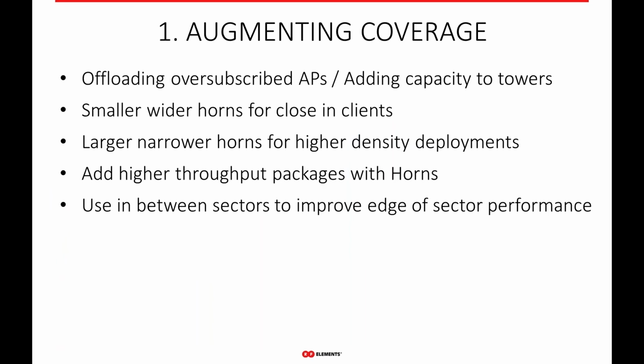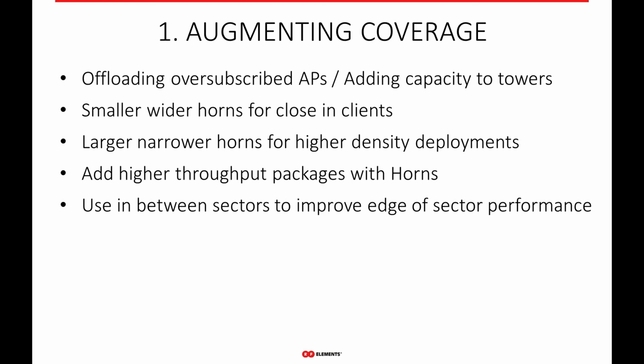So now we'll come into the different types of methods for transitioning horns, now that we have a better understanding of how horn antennas work and how their beams are different. In the augmented coverage, there are usually some different methodologies on why people choose augmented coverage. A lot of times you're just trying to offload oversubscribed APs. So you clearly have an access point that's covering a specific area that has way more customers than that access point can handle, right? Or maybe you're just trying to add capacity to your towers.